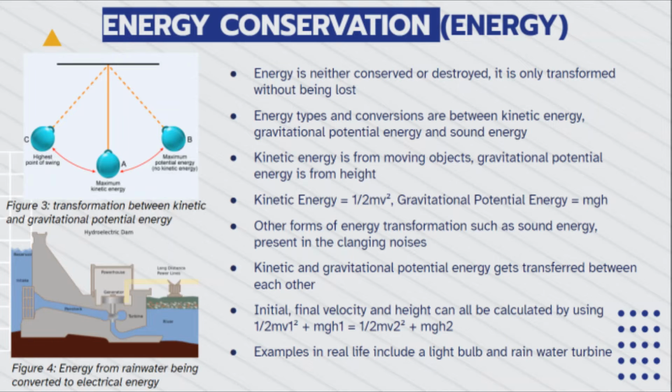Examples in real life can include light bulbs, as they convert electrical energy into light energy. It can also be seen from turbines that use falling rainwater to create electricity, as the gravitational potential energy of the raindrops is converted into kinetic energy as they fall, which is then converted to electric energy.